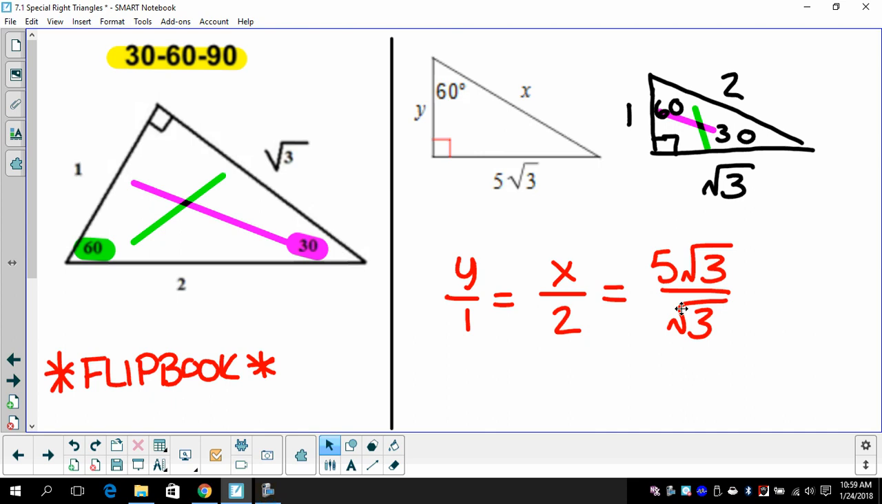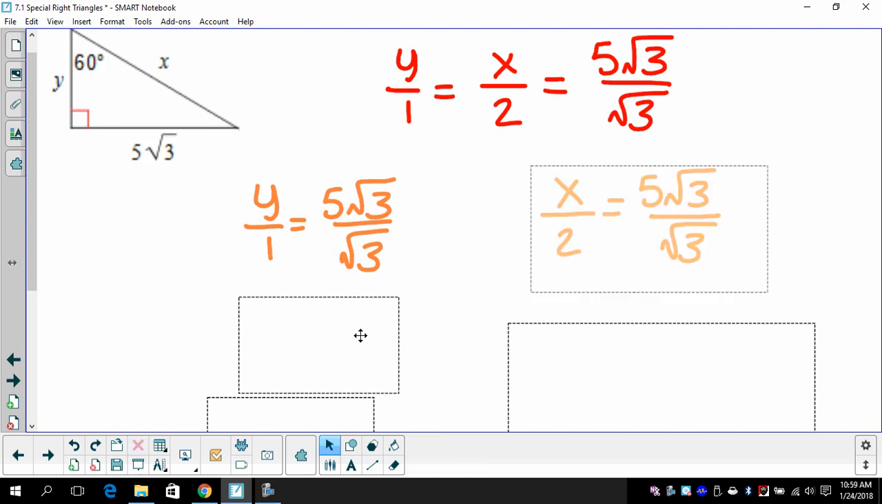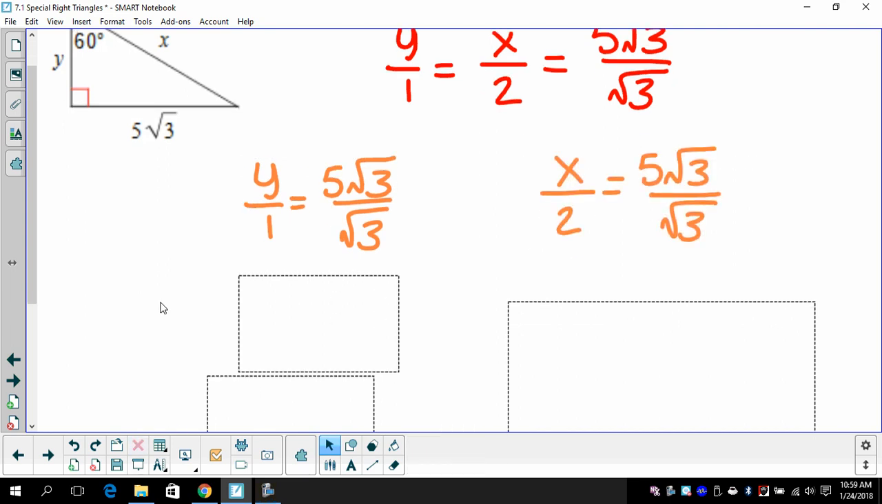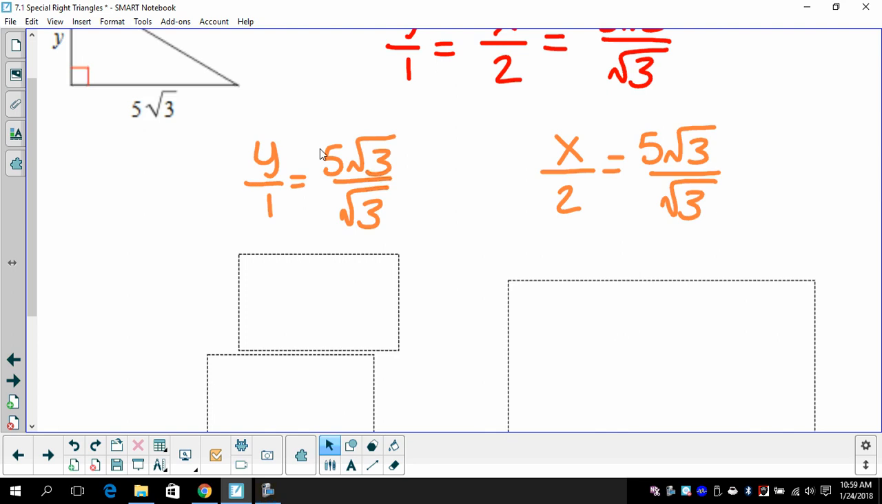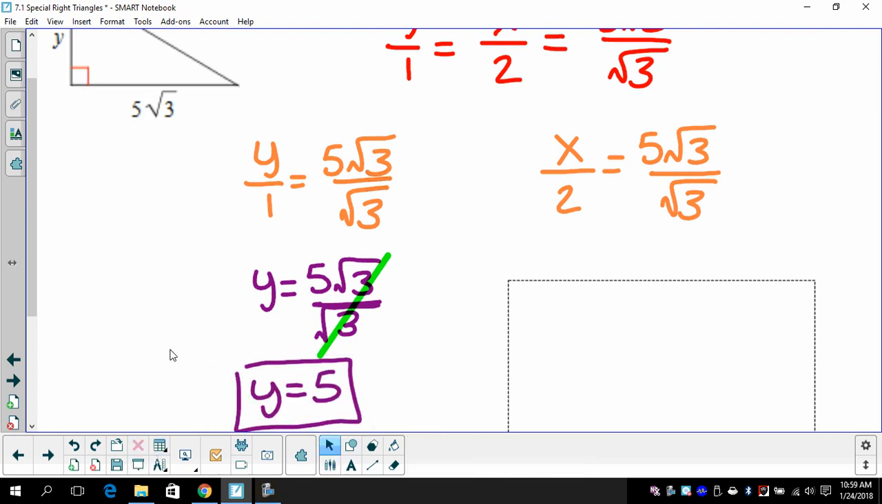And so we're going to solve this one on the next page. I write my two proportions, one for x and one for y. So here, I don't need to cross multiply because y is divided by 1, so that's just y. And then I can simplify because I can cancel out these two root 3's. And I'll get y to be 5.